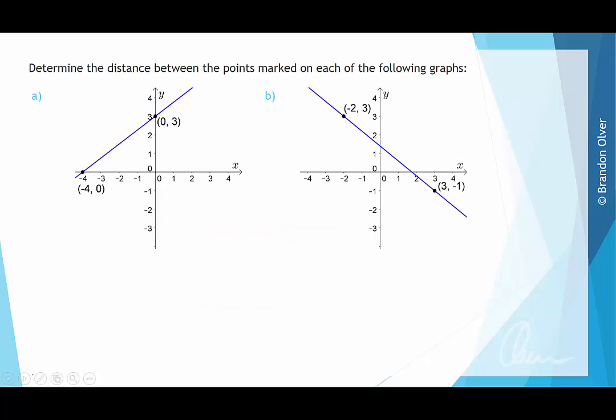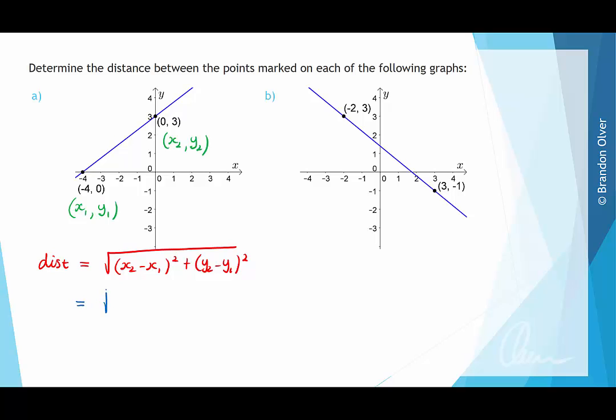In this example, we want to determine the distance between the points marked on each of the following graphs. So we know that the distance between 2 points is given by the square root of x2 subtract x1 all squared plus y2 subtract y1 all squared. So we can associate this point with x1, y1, and this point could be x2, y2. So the next thing we need to do is substitute in what we know. So x2 is 0, and then we subtract x1, which is negative 4, and square that, and then we add on y2, which is 3, and subtract y1, which is 0, and we square that.